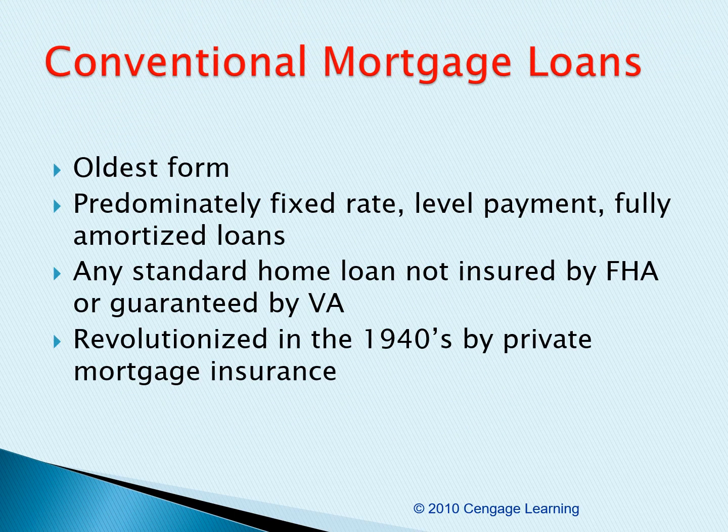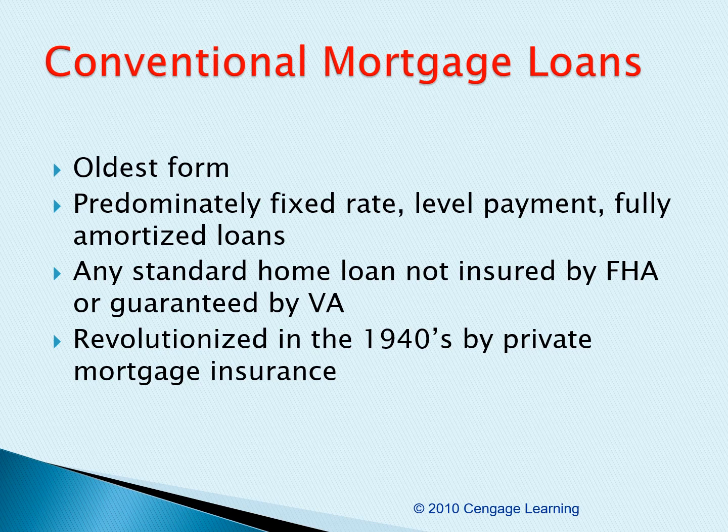So we're going to talk a little bit about different types of mortgages. The first one here is a conventional mortgage loan. This is the oldest form of mortgage that you can get. It's predominantly level payment. It's a fixed rate. So it's a fully amortized loan. You make the same payment every single month, and at the end of the loan term, you've paid everything in full, including the principal and the interest.